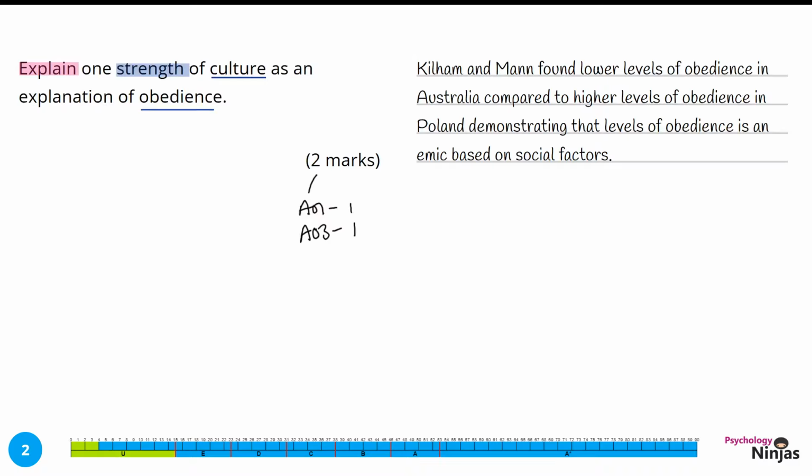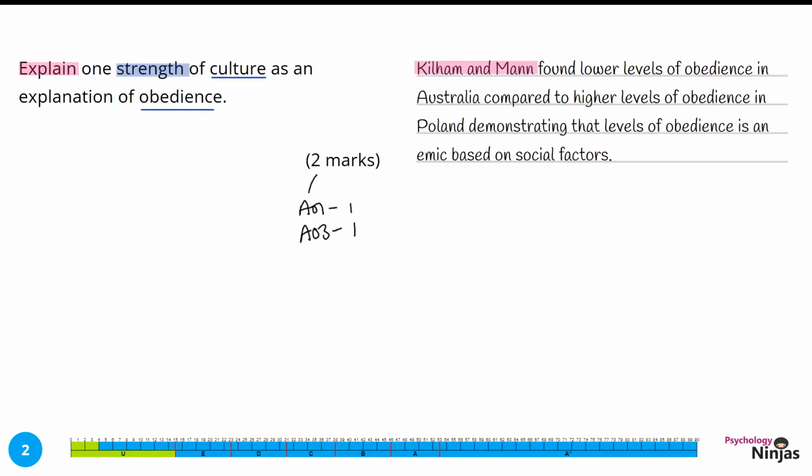Kilham and Mann found lower levels of obedience in Australia compared to higher levels of obedience in Poland, demonstrating that levels of obedience is an emic based on social factors. We've identified specific research findings as our strength here, quoting Kilham and Mann in terms of their study of Australia and comparing that to other cultures.